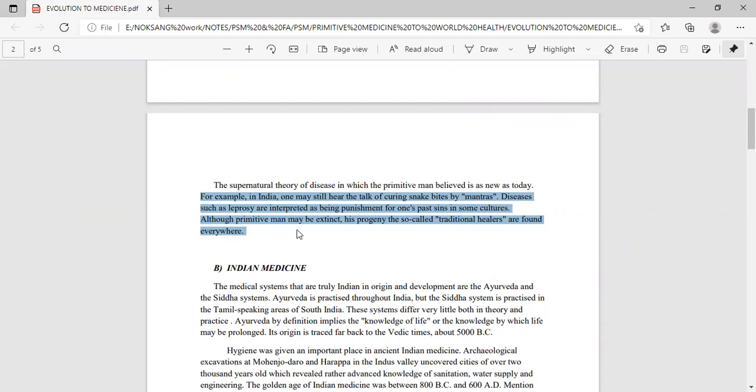Although primitive man may be extinct, his progeny, the so-called traditional healers, are found everywhere. These are all the people who think that by mantras we can cure snake bites, and that leprosy is caused by one's past sin. That means it is known as karma. Because of the past sin, the person is now suffering from leprosy.